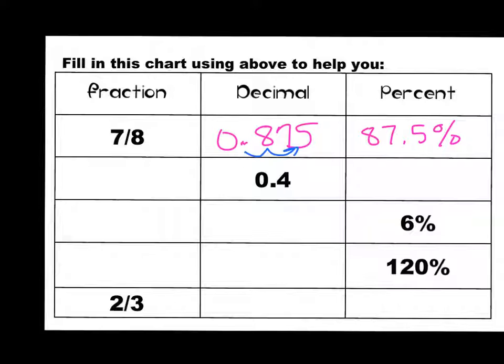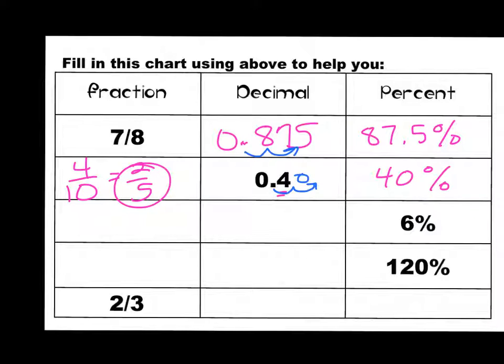All right, next one. 4/10, 0.4. I actually just said the fraction because my 4 is in the tenths place. So that is 4/10. I'm going to simplify that, and when I simplify that, I get 2/5. Converting 4/10 into a percent, I'm moving it 2 places to the right. I need to add a 0 in there, so that would be 40%.